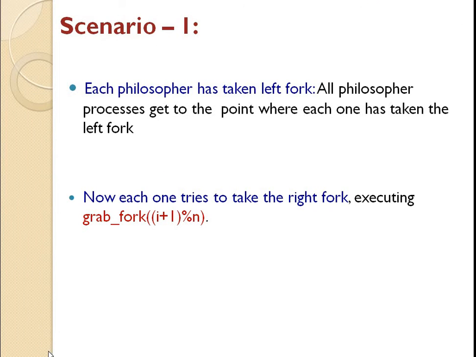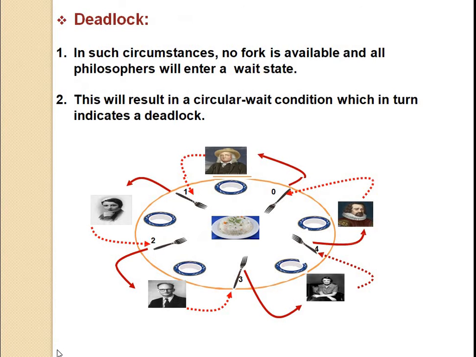So in scenario 1, what happened? Each philosopher has taken the left fork. So if all philosopher processes get to a point where each one has taken the left fork, now each one tries to take the right fork. In scenario 1, it can happen that all the philosophers grab their left fork. Now, one tries to take his right fork by using this function, grab fork i plus 1 mod n, but there is no fork left.